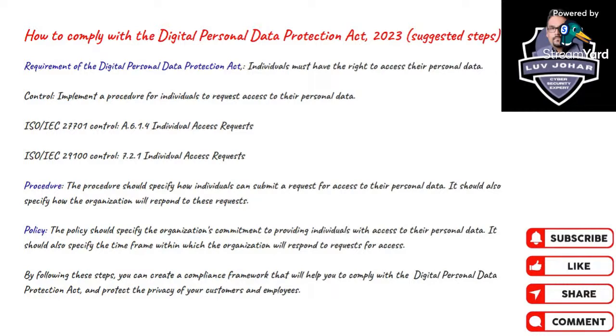Similarly, you can see the control is to implement a procedure for individuals to request access to their personal data. Now if you have the ISO IEC 27701 control already in place, it already talks about individual access requests. Similarly, the ISO IEC 29100 control also talks about individual access requests. So if you have these controls in place, the procedure simply should specify how individuals can submit a request for access, and these procedures would already be in place. Okay, friends, you don't have to do this again.